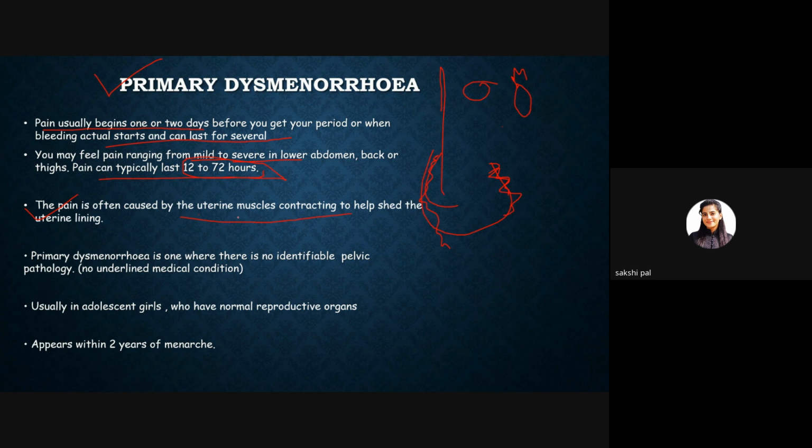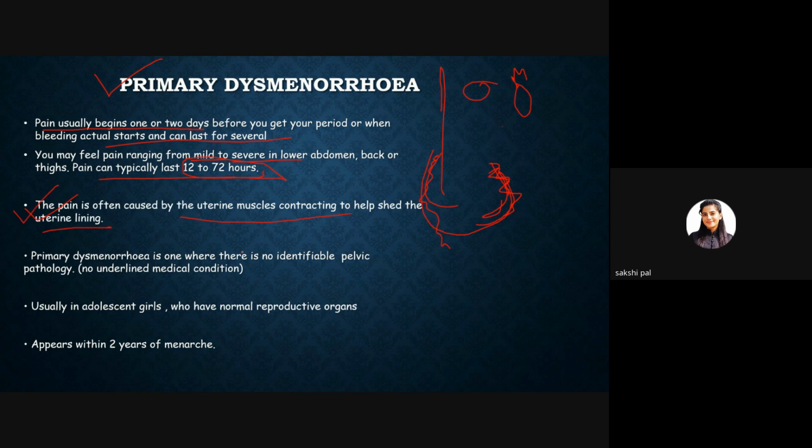Okay, therefore the uterine muscle contracts to help shed the uterine lining. So these contractions help us to shed these blood linings easily. But due to some problem, the linings are not shedding, it is not bleeding properly, but still the contraction is there. So therefore it can lead to pain.